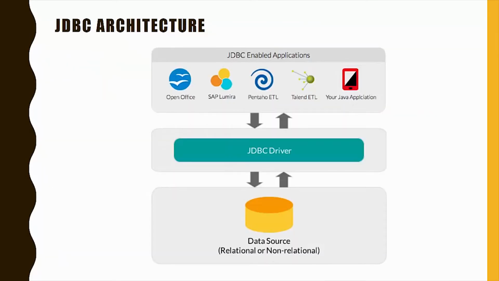There are three main components of JDBC architecture. The first one is the JDBC-enabled application. This is any application written in the Java programming language. The second one is the JDBC driver that is available from vendors. The last one is the data source that can be a file or a database.